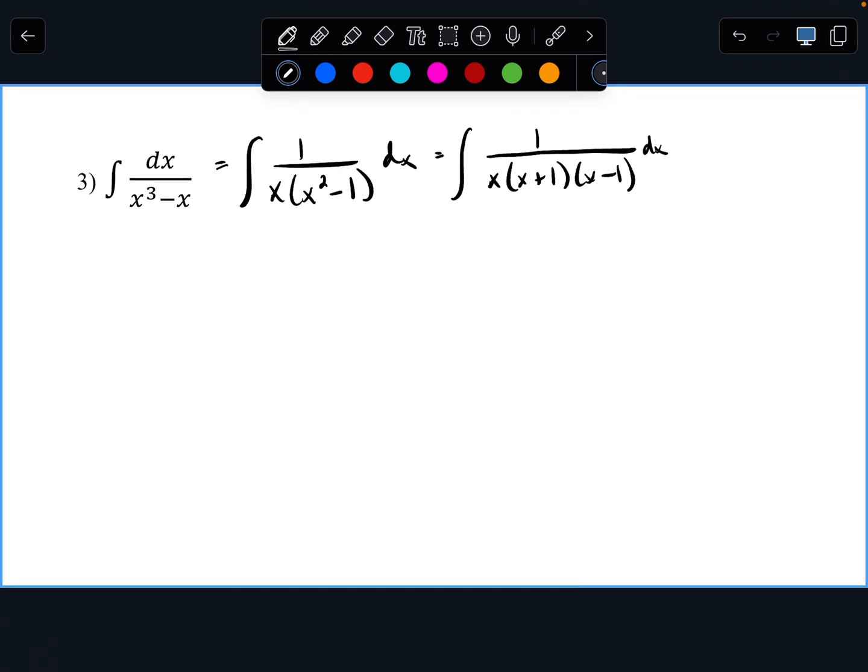So, last one. I guess I'm just showing you all the algebra because why not?